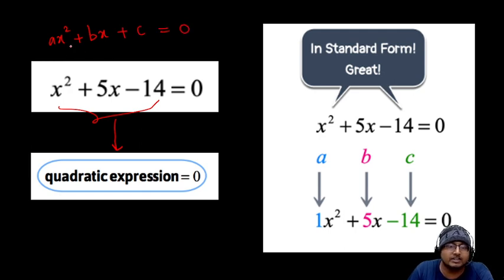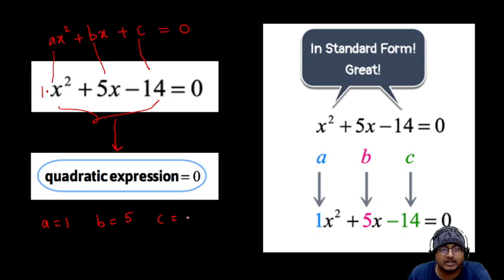By comparing with the standard form, what are the values of a, b and c? a will become 1, b will become 5, and c will become minus 14. So a is equal to 1 because here it can be written as 1 into x square. So b will become 5 and c will become minus 14. These are the comparisons we have to do.